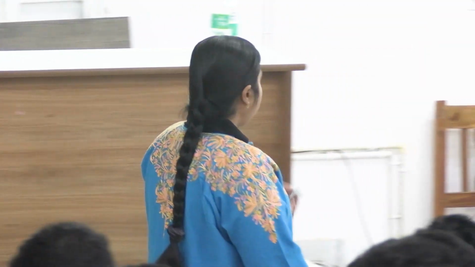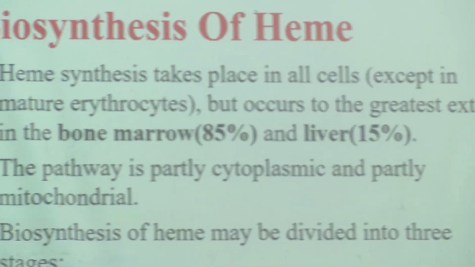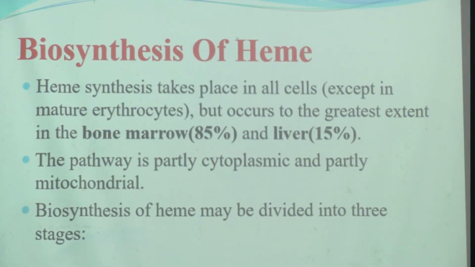Now, biosynthesis of heme, or the synthesis pathway of heme. Heme is synthesized in our body in all the cells except mature RBCs, because RBCs don't contain mitochondria, and this heme synthesis pathway is partly cytoplasmic and partly mitochondrial. So the major part of heme synthesis occurs in our bone marrow, about 85%, whereas the remaining 15% occurs in our liver.